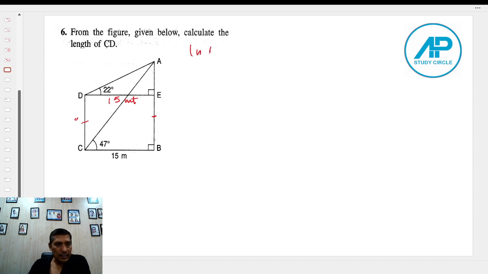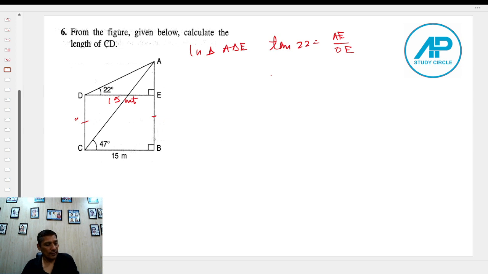आप पहले ट्राइंगल ADE लेते हैं and we need to find the value of tan 22.